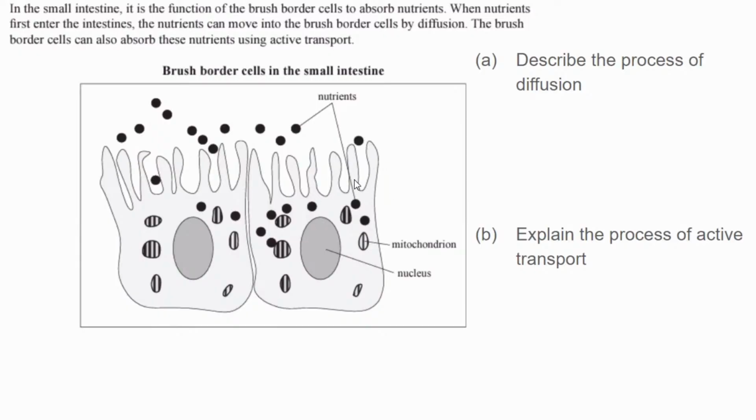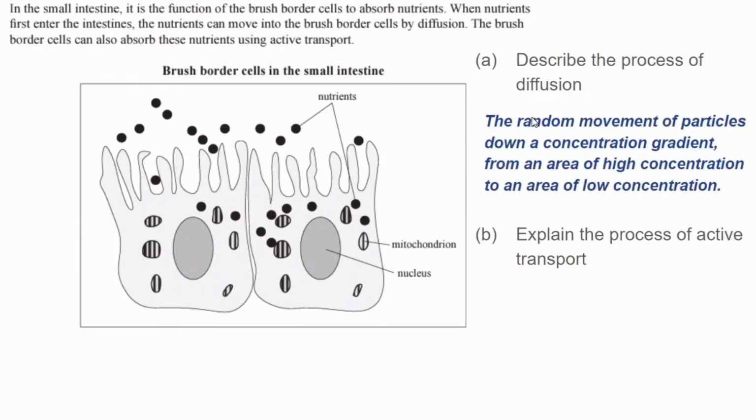These cilia or shapes up here are designed to increase the surface area so that they can absorb nutrients through this process here and then move into the cell. So these achieved level questions describe the process of diffusion. In this case, we are talking about our nutrient molecules. Diffusion is the random movement of particles down a concentration gradient from an area of high concentration in the gut here to an area of lower concentration inside the cell.